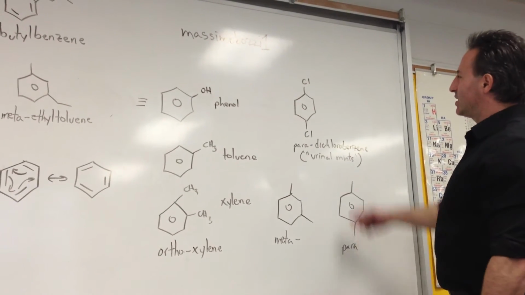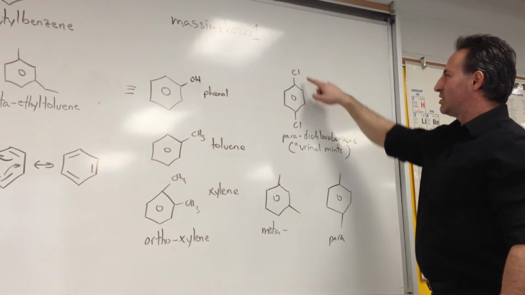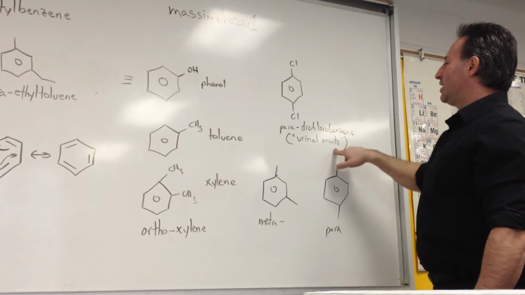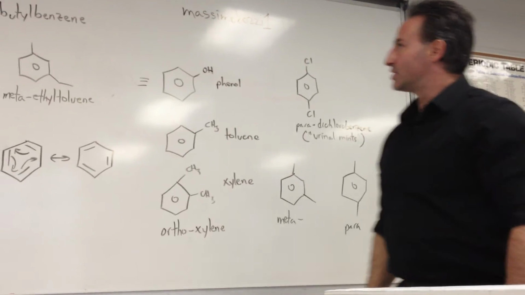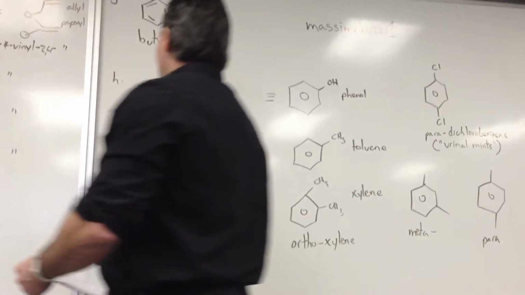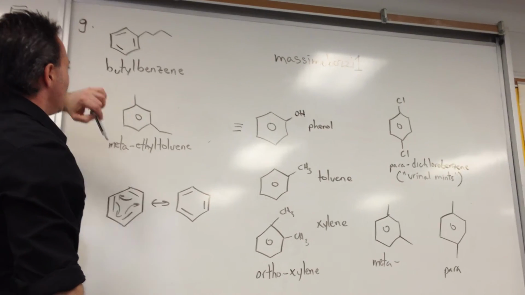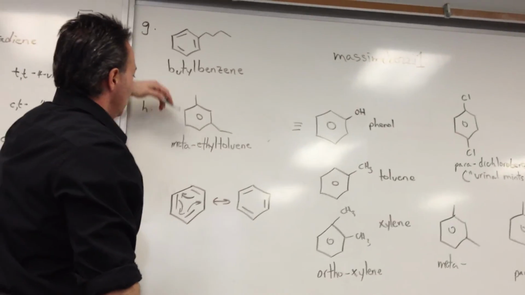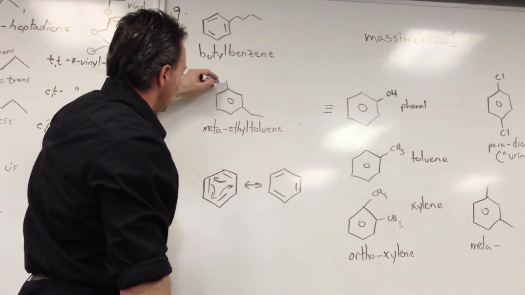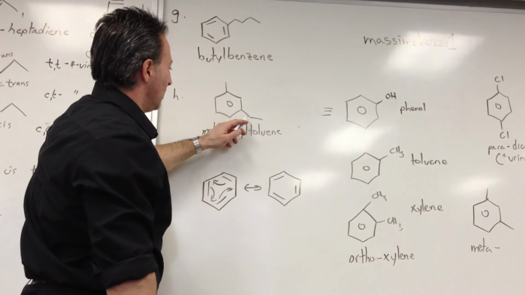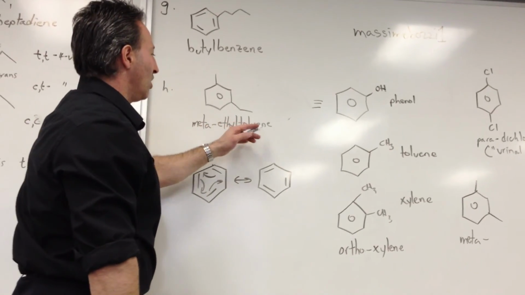Just as a matter of interest, para-dichlorobenzene, see it's disubstituted with chlorine, is the substance they use in urinal mints to disinfect and to deodorize. The last 2 answers are a butyl group substituted on benzene. It's called butylbenzene. And here we have a toluene, which is a benzene with a methyl group on it, and then it's substituted, meta substituted with an ethyl group, so we call it meta-ethyltoluene.